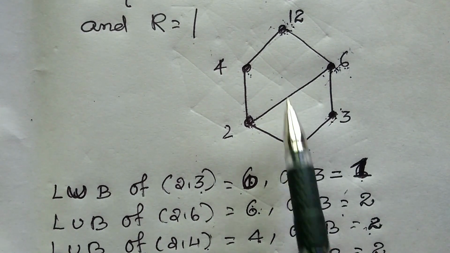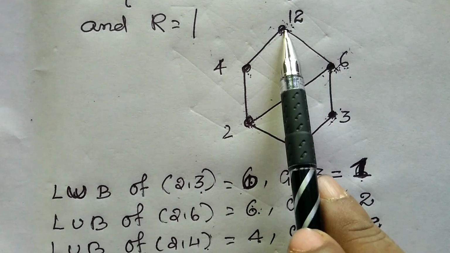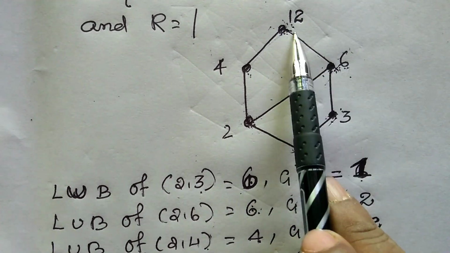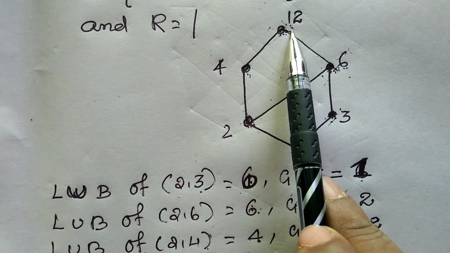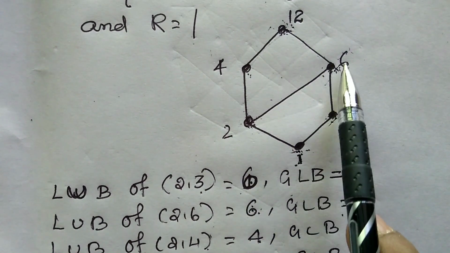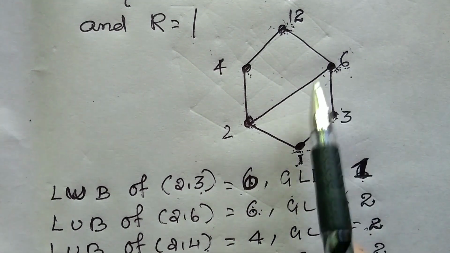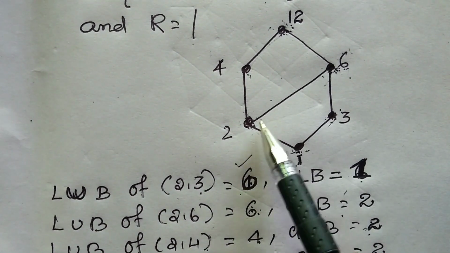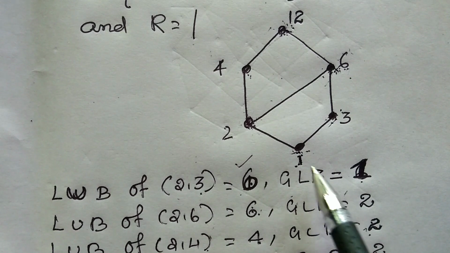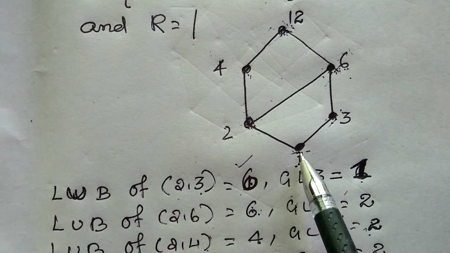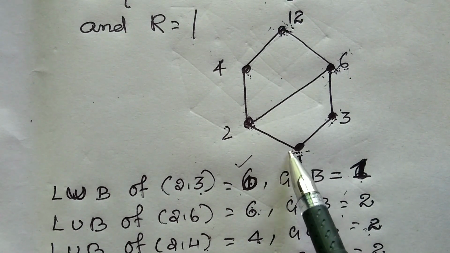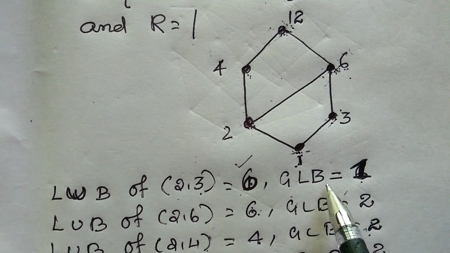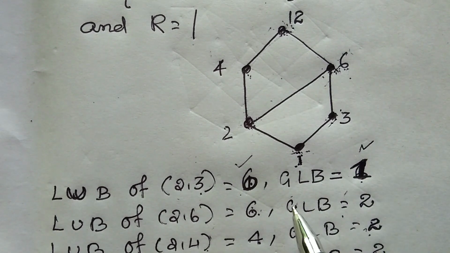Now, the upper bounds are 6 and 12. From these upper bounds, we take only the lower value, so the lower value is 6. That is our first value, 6. And the lower bound is 1. It is a unique value. Therefore, the greatest lower bound is 1 itself. So that is the first answer.